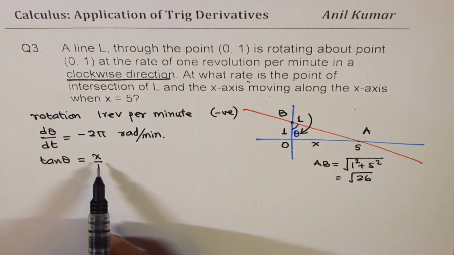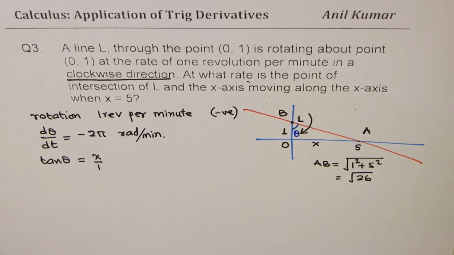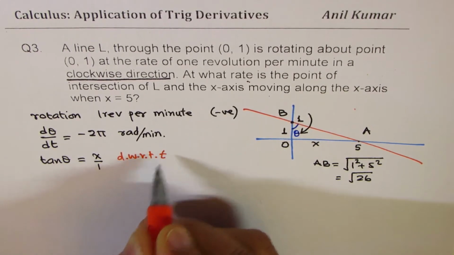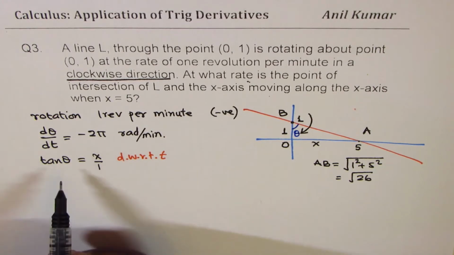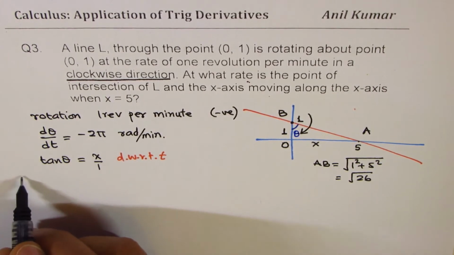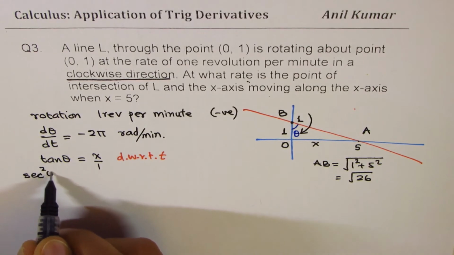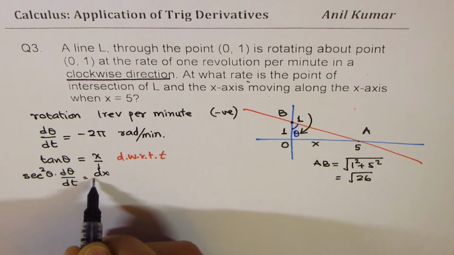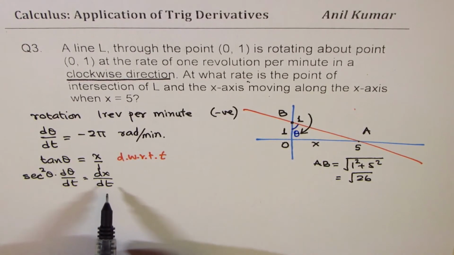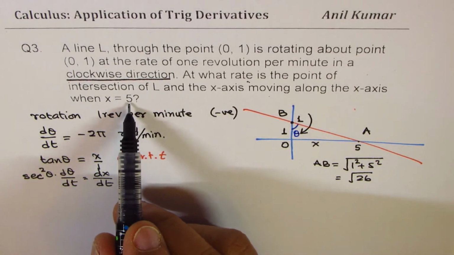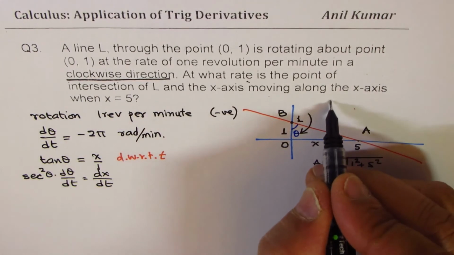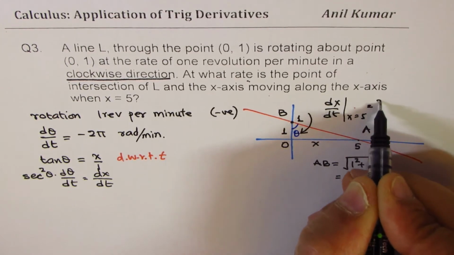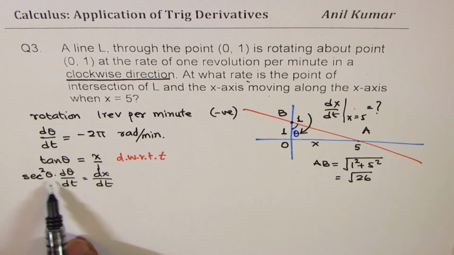Now let's differentiate both sides with respect to time. If you do that, you get secant squared theta times d theta/dt equals dx/dt, correct? We actually need to find dx/dt when x is 5. That's the whole idea, right? This is what we need to calculate.